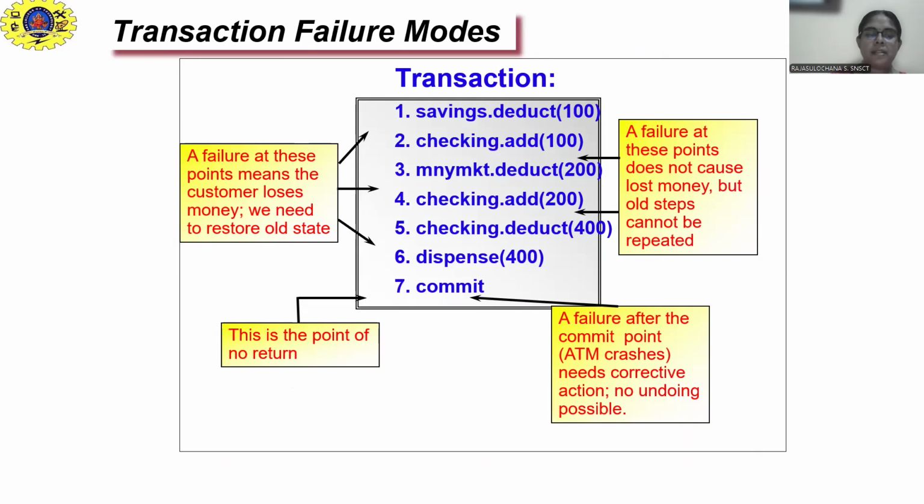Failure happens in the sense, for example, we have entered the amount in the ATM machine, and when the withdrawing is in process, before we receive the cash, if the ATM crashes, this is a failure. Here we cannot undo the changes because already the system has started processing the withdrawal process, and it is due to the ATM crash that we couldn't receive the amount. So this kind of failure needs corrective action.